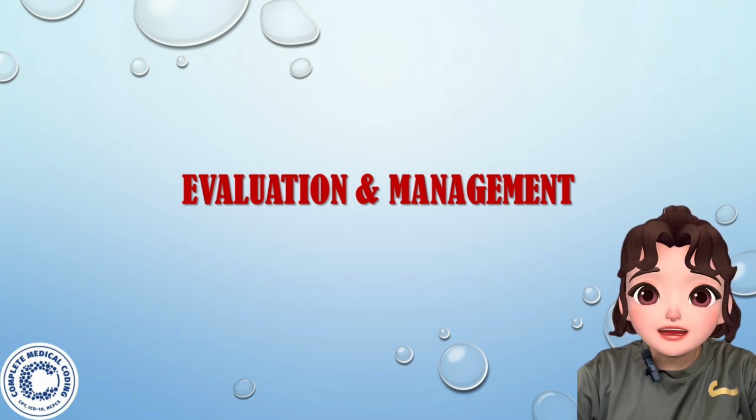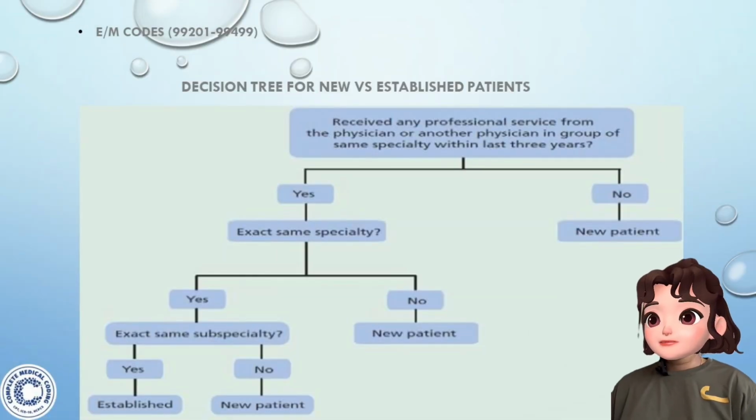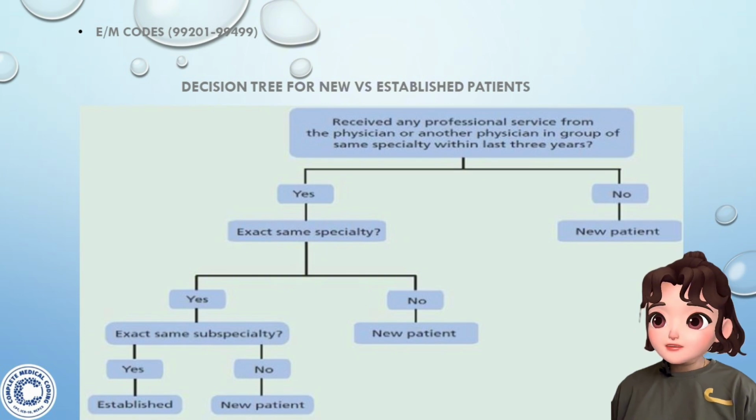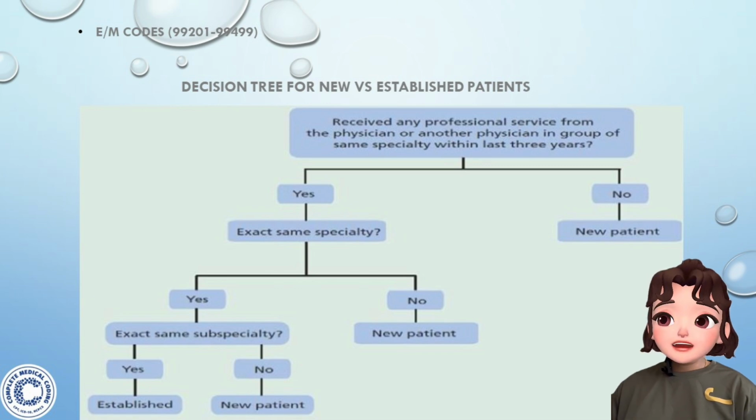Today, let's learn a few guidelines of evaluation and management codes. It's a very important chapter from the CPT codebook. So let's have a look into it. Let's learn about the E&M codes. What is the series of E&M codes? The series ranges from 99201 to 99499.